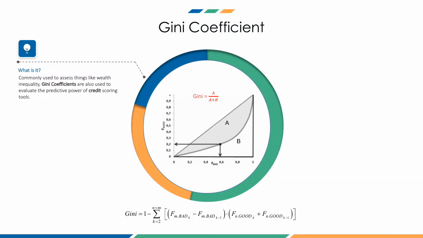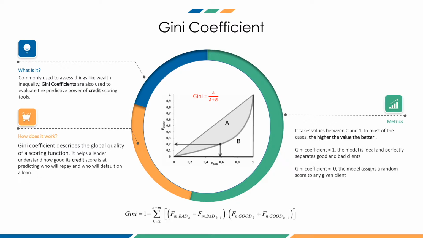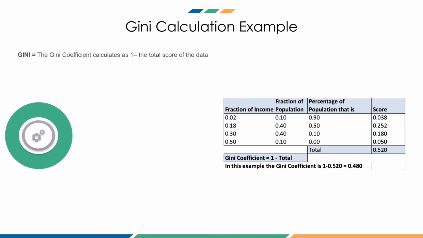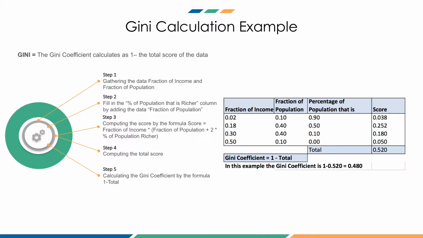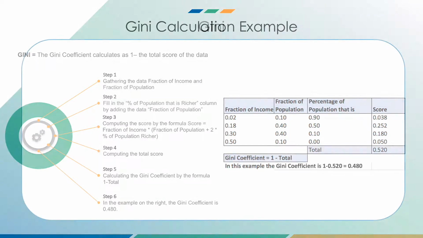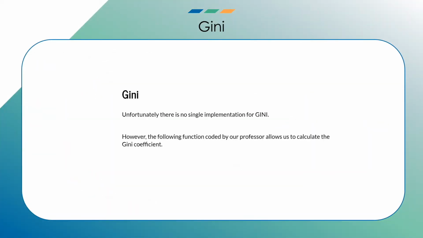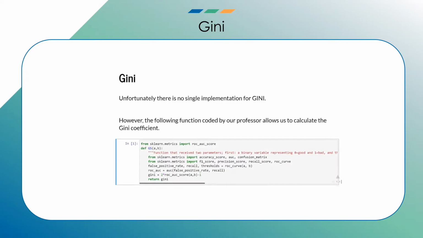Now we will explain in detail how the Gini coefficient works. Most commonly, it is used to assess things like wealth inequality. Gini coefficients are also used to evaluate the predictive power of credit scoring tools. The Gini coefficient describes the global quality of a scoring function. It helps a lender understand how good its credit score is at predicting who will repay and who will default on a loan. We will now show you a practical implementation of Gini in Python.